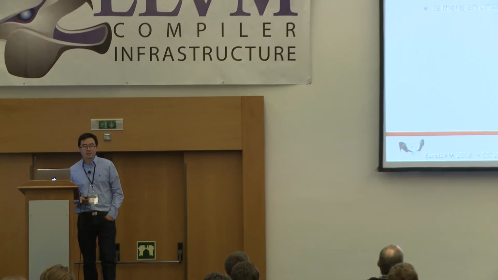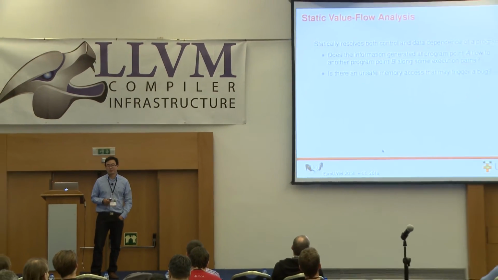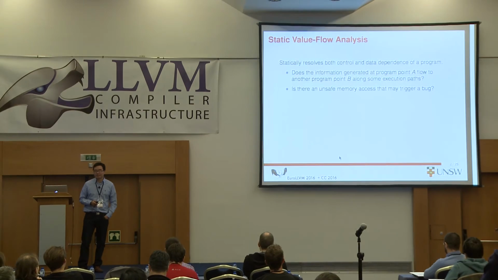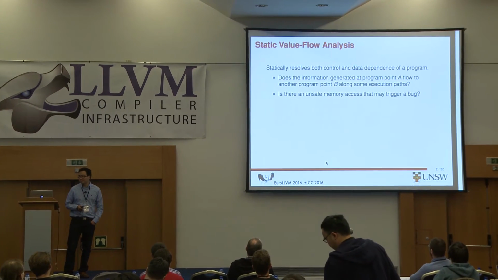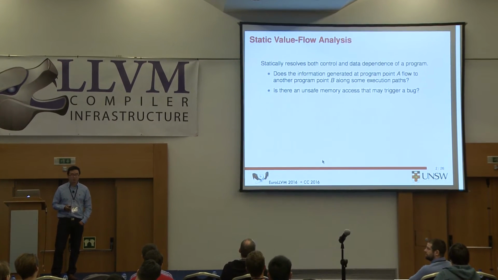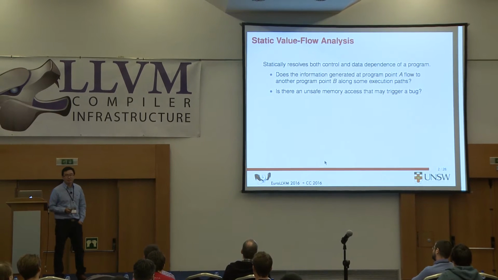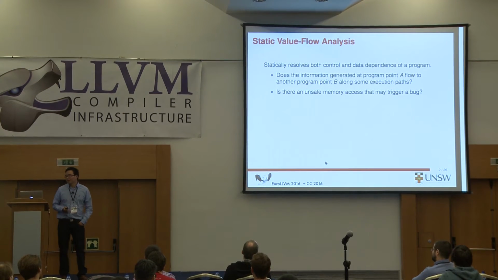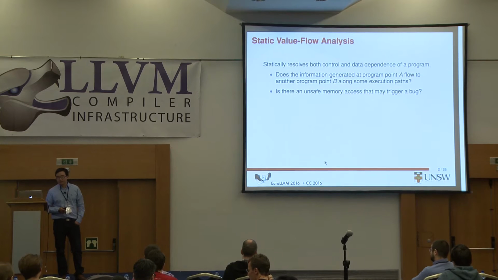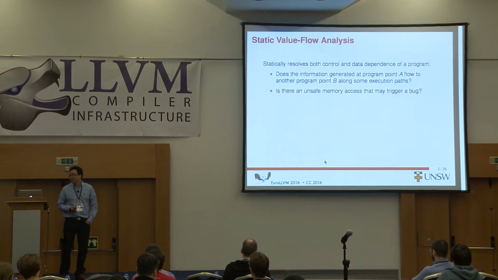Static value flow analysis resolves both control and data dependence of a program. It generally answers questions, from bug detection for example, like: does the information generated at program point A flow to another program point B along some execution path? Or is there any unsafe memory access that may trigger a bug or a security risk?